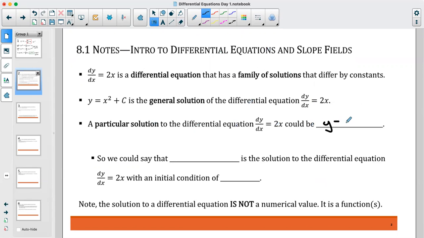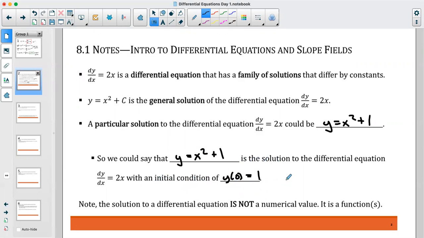Remember, the question here is what is y, so the answer should be y equals something. We could say that y equals x squared plus 1 is a solution to the differential equation with the initial condition of y of 0 equals 1. This part is going to be hard to understand the first time I write it, but you'll see what I mean when we do a couple examples. We're going to talk about these initial conditions. They're called initial value problems, but basically what this is saying is that when I plug a 0 in for x, I get that y equals 1.